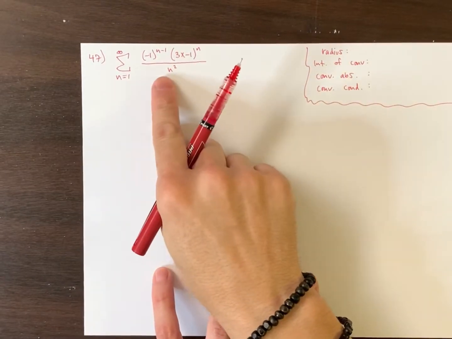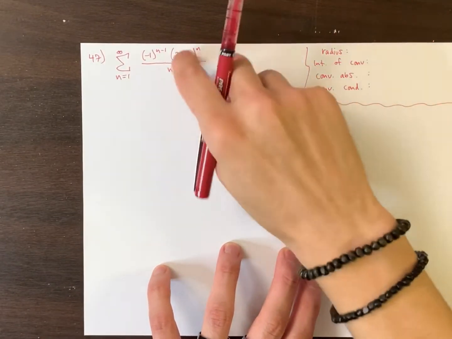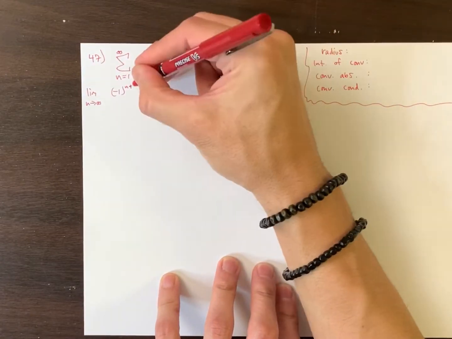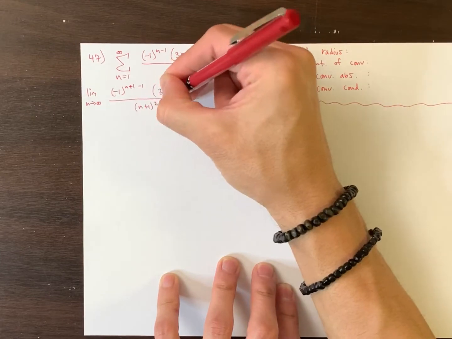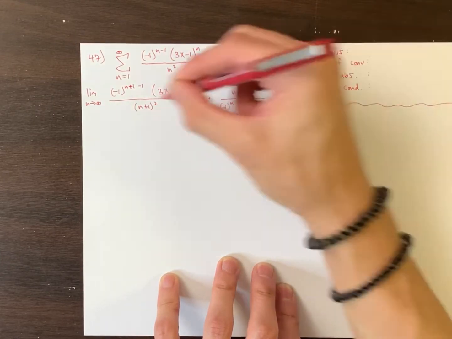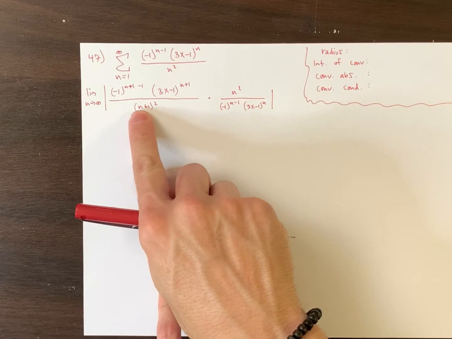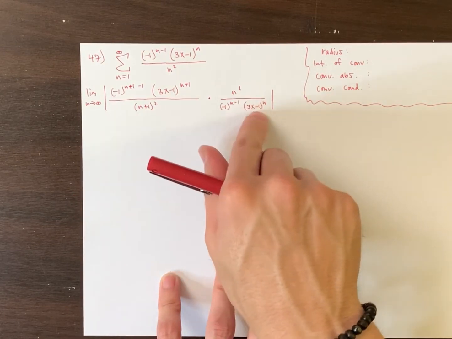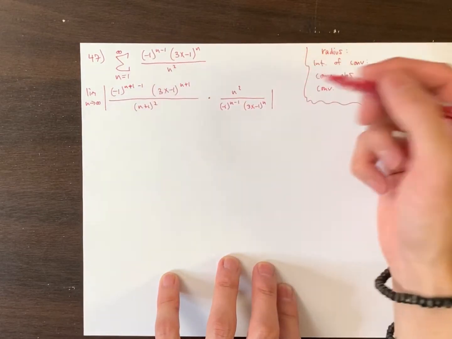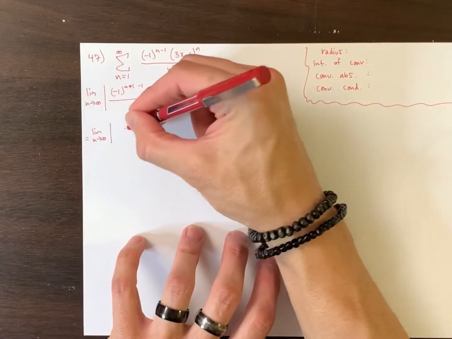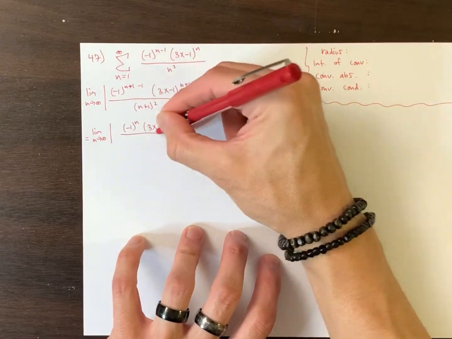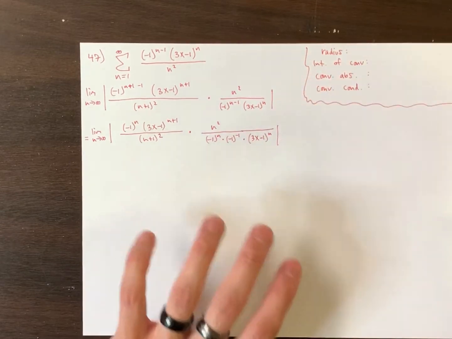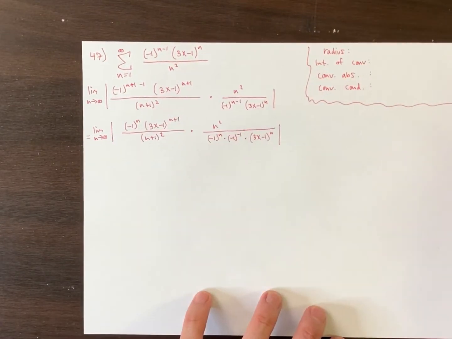Looking at number 47, the goal is the same. So right away, let's hit this with the ratio test. So here I have a sub n plus 1 multiplied by the reciprocal of a sub n. And now let's do some cleaning up here. And let's do some more shuffling around.